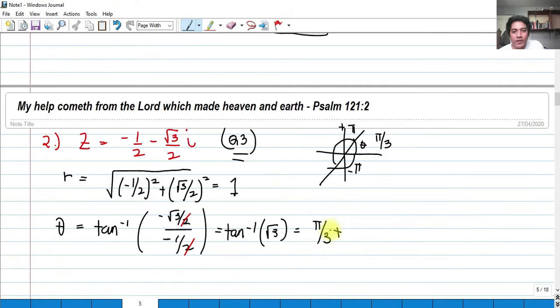Here, it's more convenient to add pi. It's your call. If you subtract pi, this would be the angle. So the answer here will be 4 pi over 3. Or if you did pi over 3 minus pi, that is still the same, as you will be in this quadrant. So what will happen if you use minus instead of plus pi? You will get negative 2 pi over 3, which is the same.